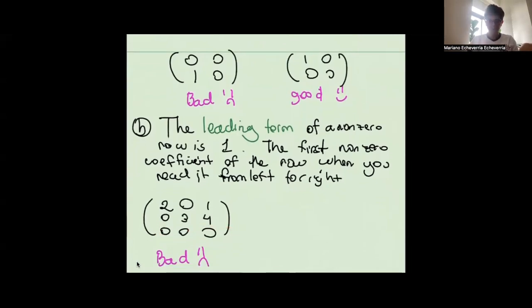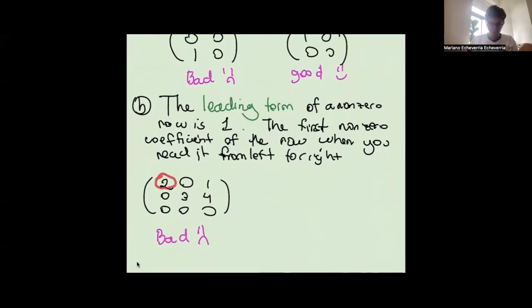So this is good now, but it's bad because the first non-zero entry of this row is 2, and it should be 1, right? And the first non-zero entry of this row is 3, but that should also be 1. So what do you do? You do the operation of multiplying the equation or the row by a number to make it a one. So you just do it like 1, 1/2, 0, 1, 1, 4/3, 0, 0, 0, and this one is good.